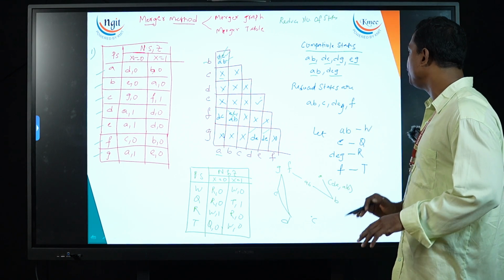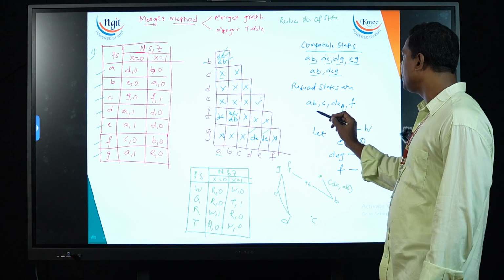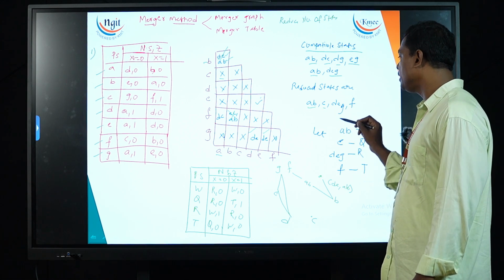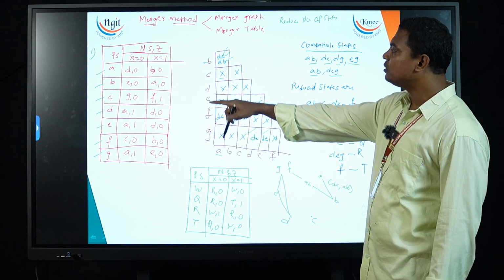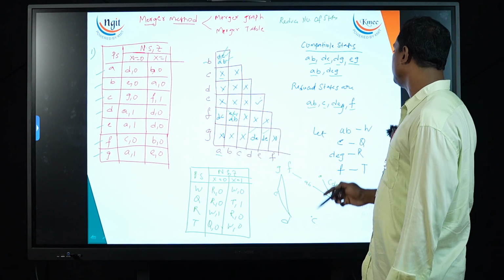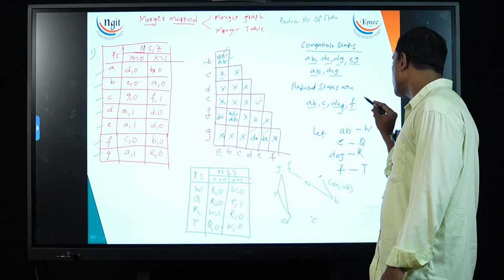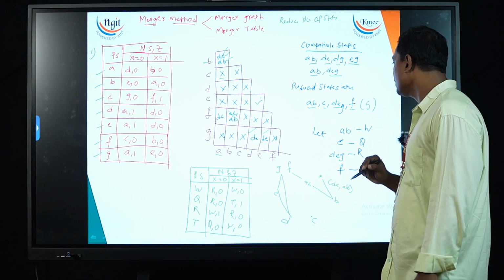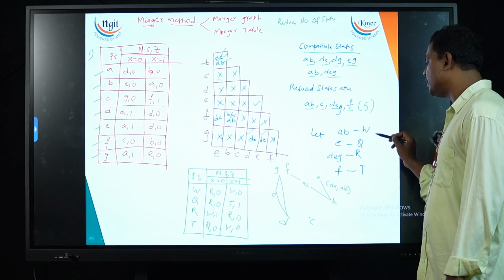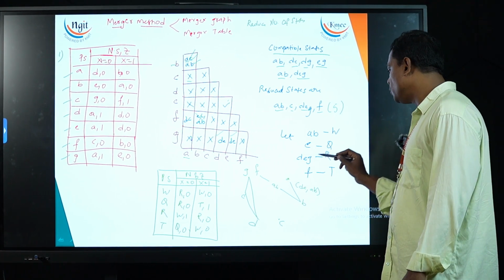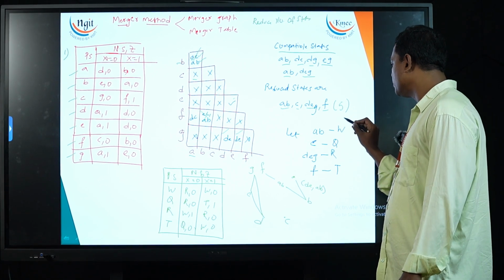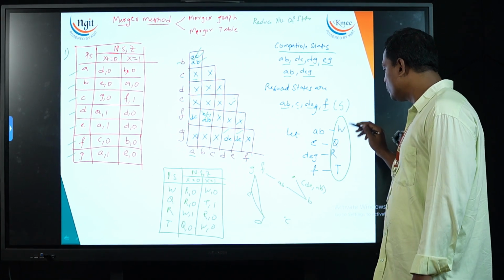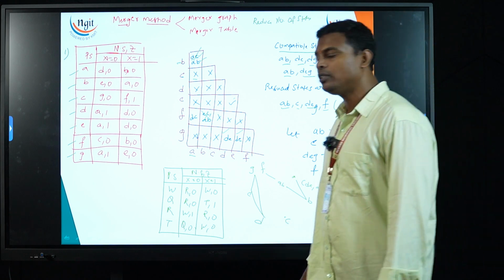Now I need to write the reduced states. The reduced states are AB, C, DEG, F. I had 7 states, and out of 7 states, I reduced the number of states to 4. Now I am considering AB as W, C as Q, DEG as R, F as T. So I have considered these variables, and using them I am going to write my reduced table.